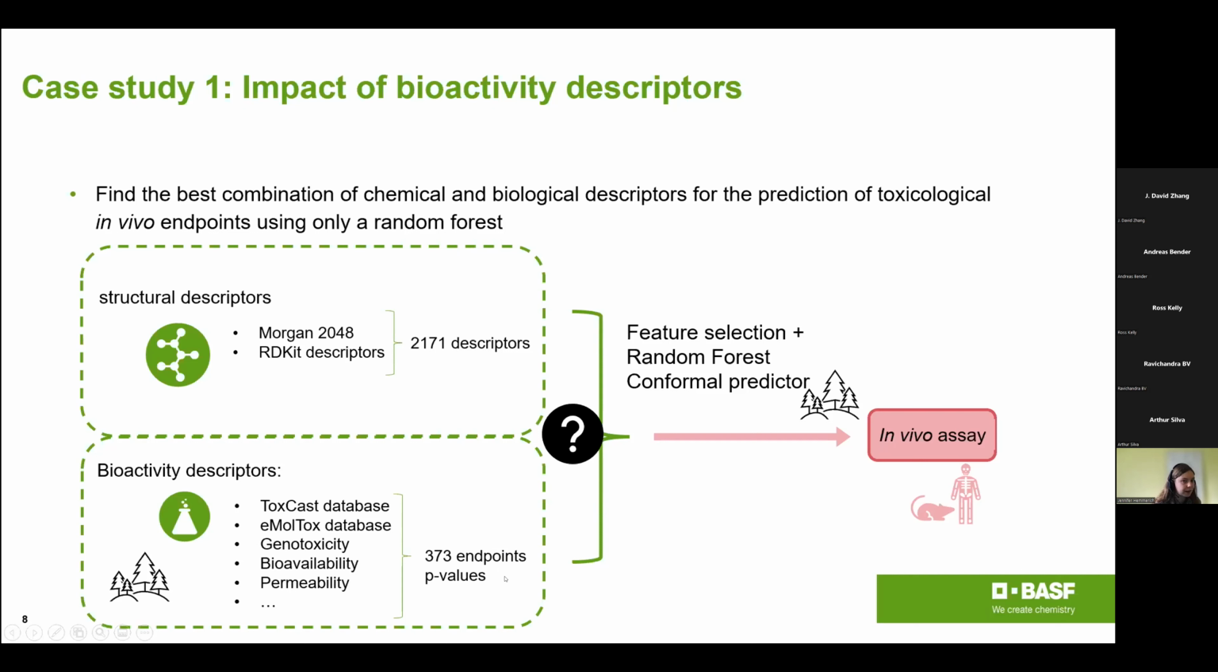We didn't use the final classification, but the p-values that were calculated from the conformal prediction model for both classes. We joined them together, and then we first did a feature selection, because those are way too many features to put into a machine learning model, and then trained a random forest conformal predictor on the in vivo assays.